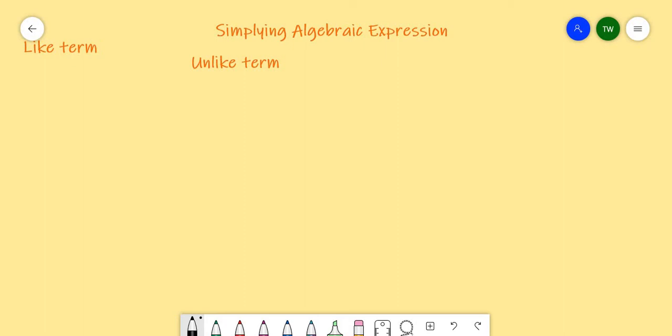Alright, hello everyone. What we're going to focus on in this video is simplifying algebraic expressions. But before we can look at how we simplify algebraic expressions, there are two terms that we need to familiarize ourselves with, which are what we call like terms and unlike terms. So we're going to look at what are like terms and what are unlike terms.